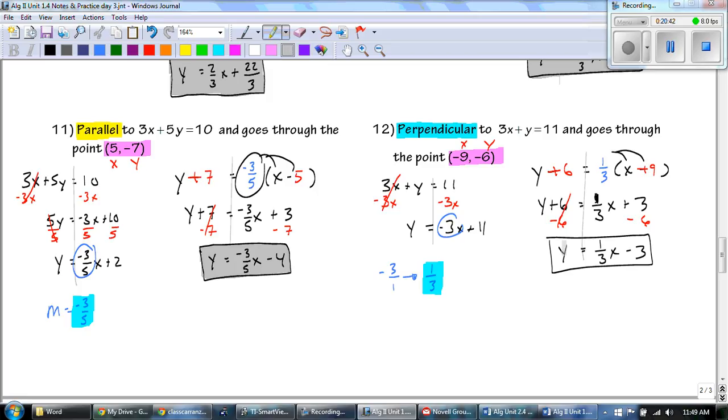Okay. So it's not too bad, is it? Just pay attention to the keywords, what it's asking for, and I think you guys can do it.